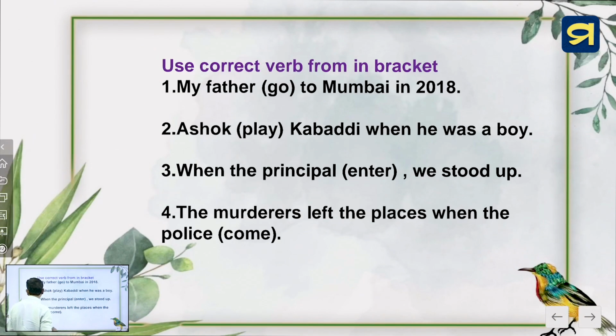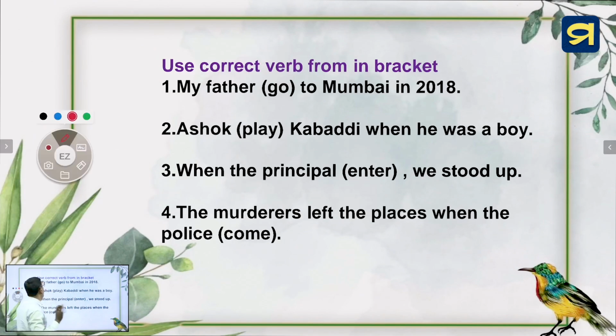Good. And now we are going to discuss the second question. That means use the correct verb form in brackets. Some verbs are given in brackets and you have to use them correctly. Okay? And you have to answer one by one. My father go to Mumbai in 2018. You see, it is the past time adverb. So, which tense is used? Very good, simple past.